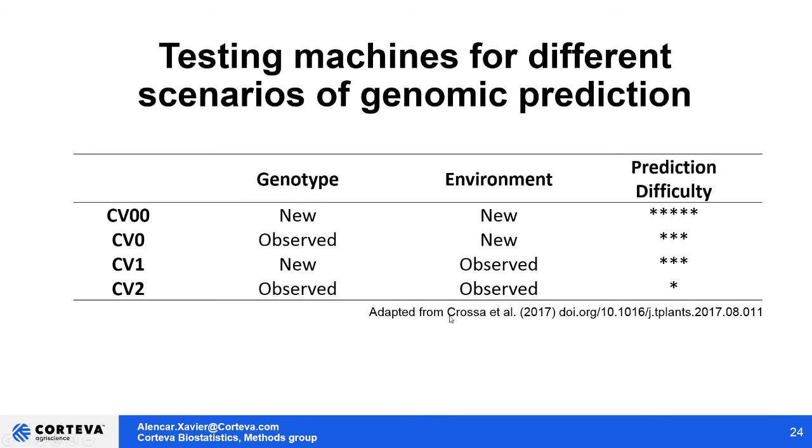Here we have the system proposed by Jose Crossa in 2017, where you have layers of data that you have at hand and layers in what you don't have. So for instance, the CV00 would be predicting new genotypes in new environments. Your data set does not have sample of either, so the degree of difficulty is really high. But in case where you either have the genotypes or have the environments, then you're more likely to get higher accuracies. And the easiest is if you're trying to predict genotypes that you have already observed in environments that you have already observed. That would be the easiest, but probably the least useful.